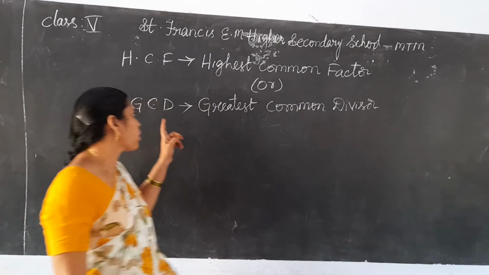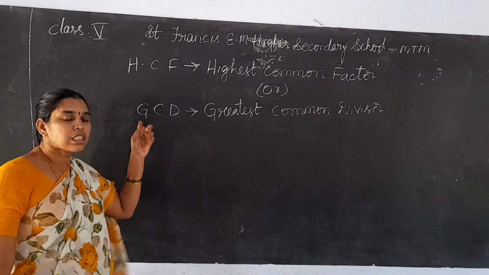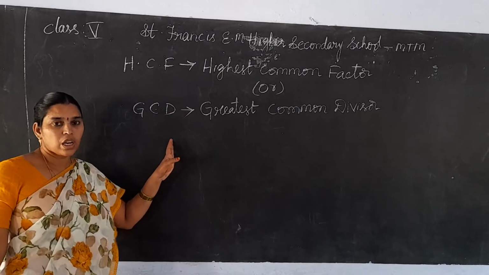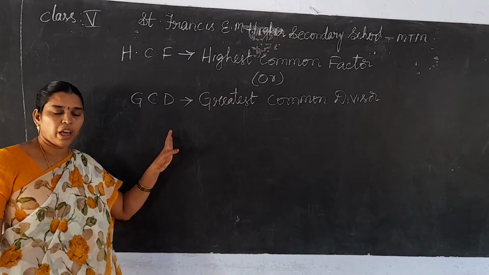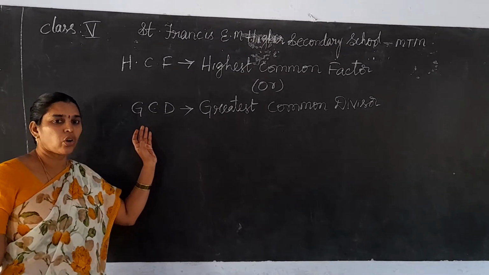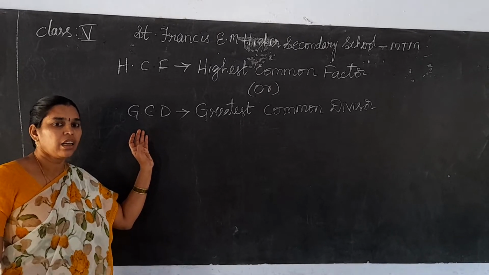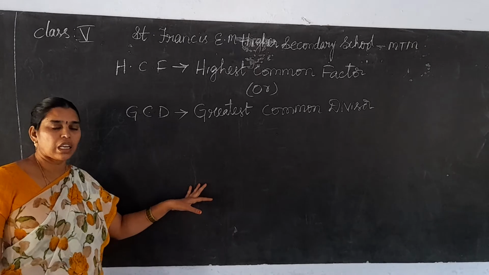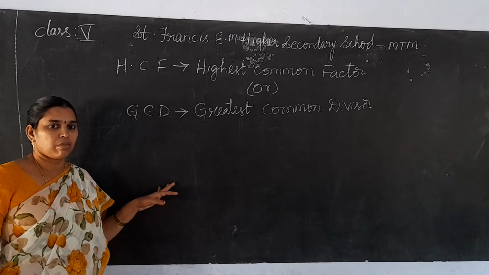This is the meaning of GCD. GCD and HCF are the same, just two different names. Okay children? Now I will explain exercise 5.3. See how to find the HCFs. Two methods are there, and I will explain both. But the division method is very easy, so we should follow the division method. Okay?